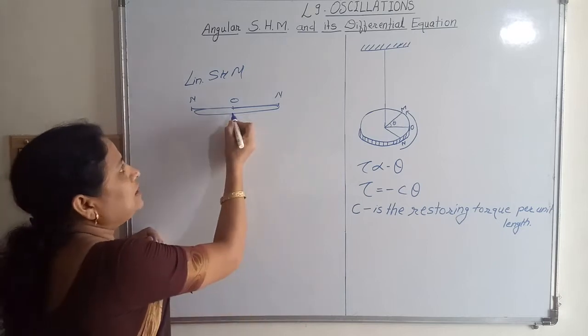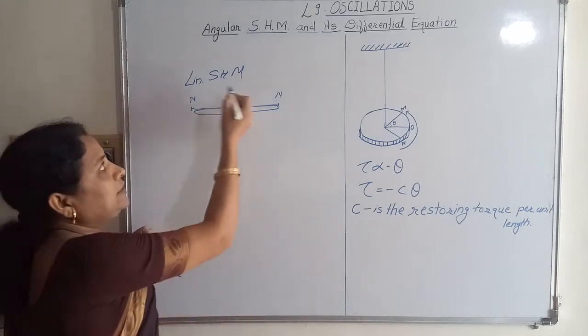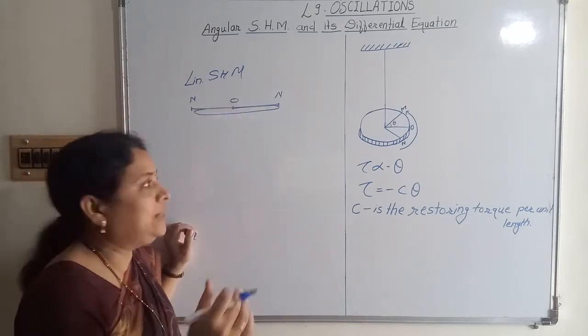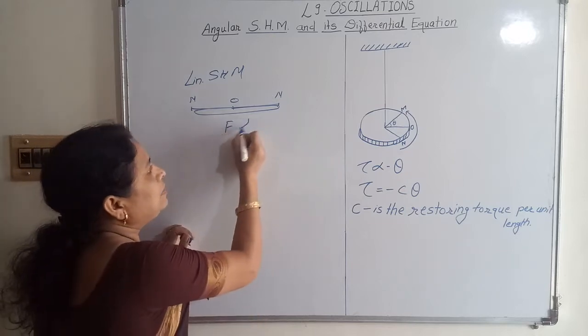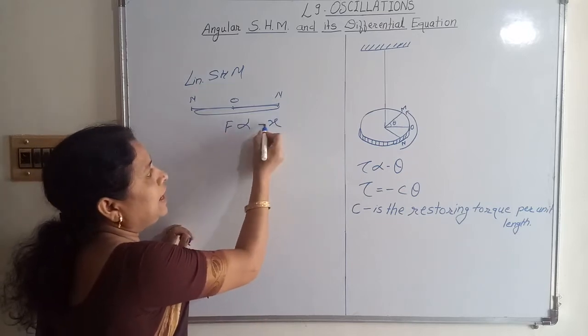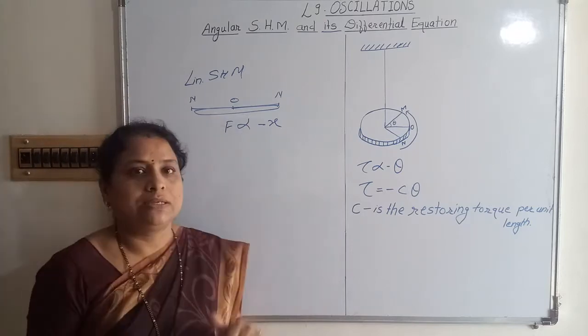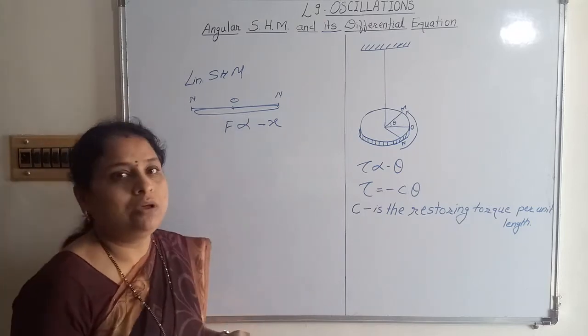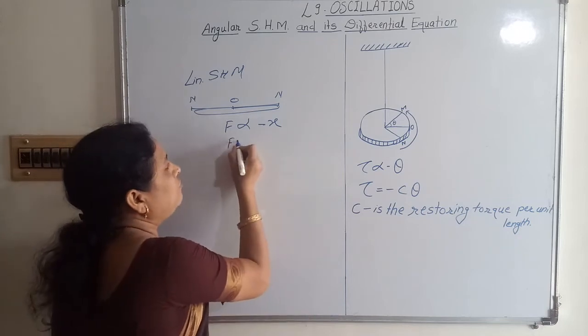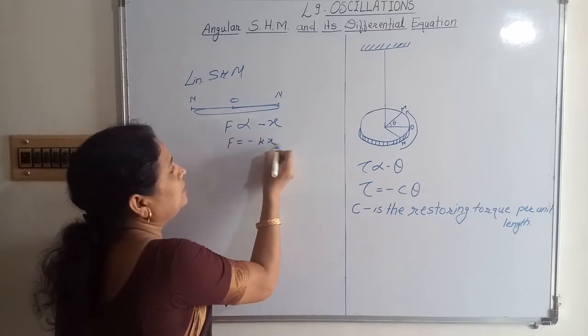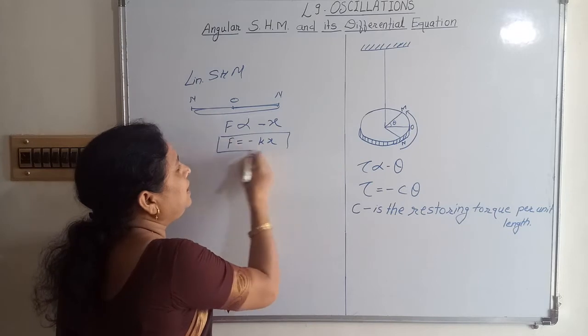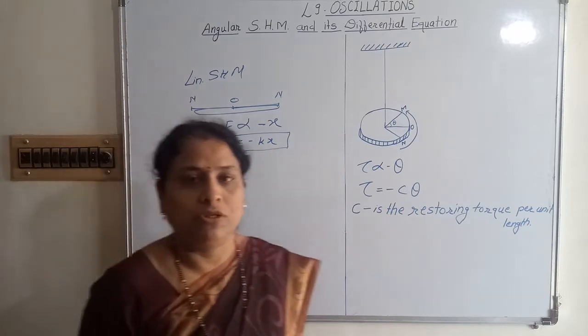And what is the special thing in this linear simple harmonic motion? The force is directly proportional to displacement and their directions are opposite to each other. The negative sign shows us that the directions are opposite to each other. So we can write force is equal to minus Ks. That is the equation for linear simple harmonic motion.